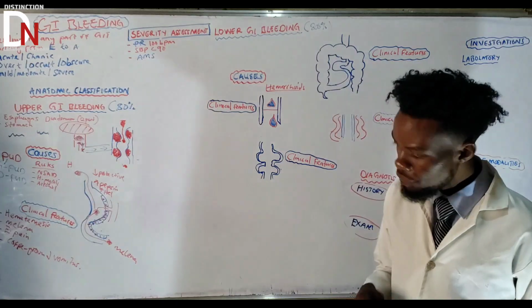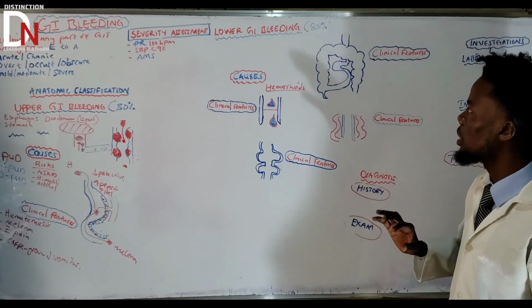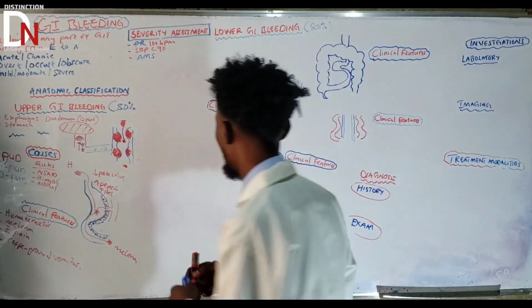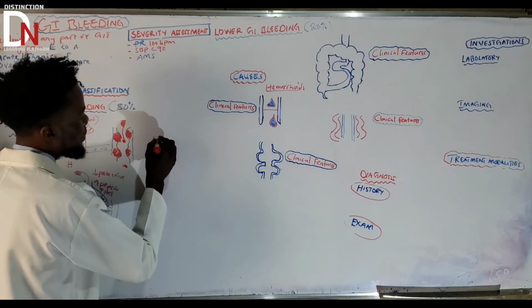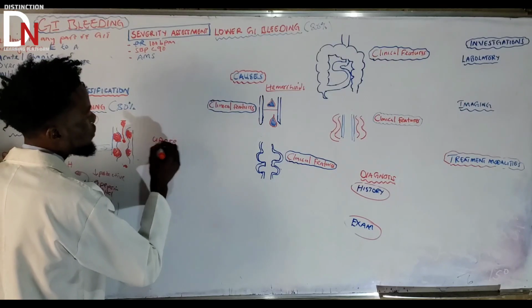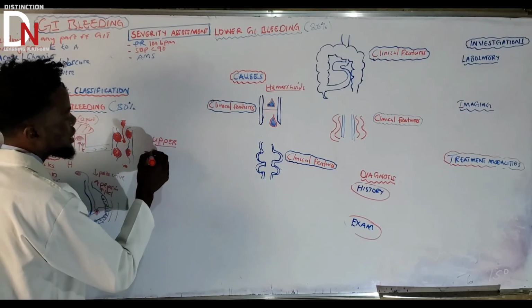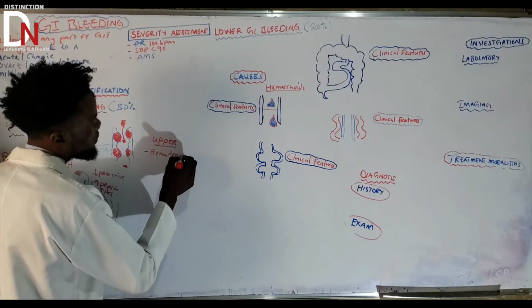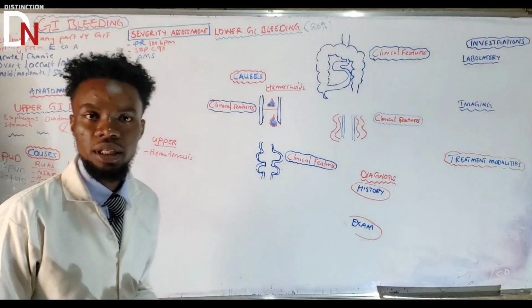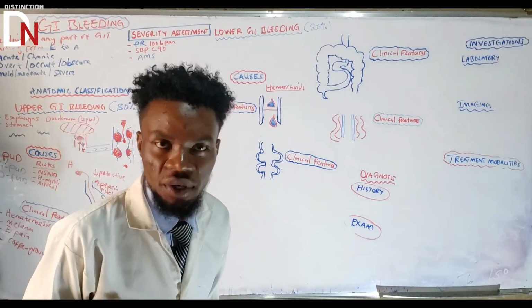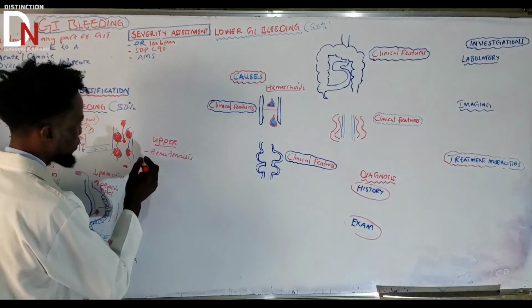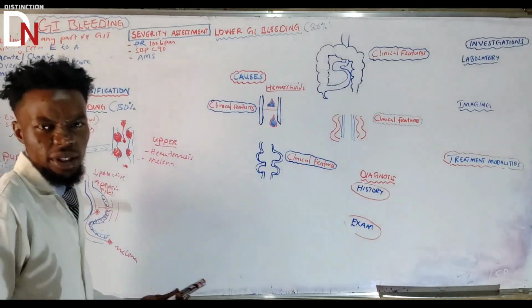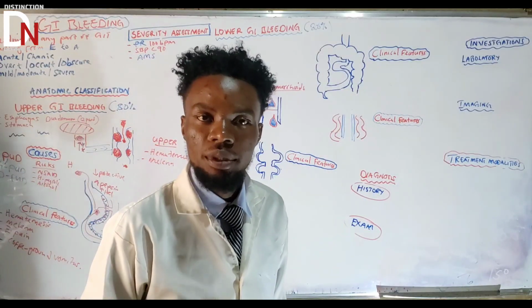All those things you need to know. Now, before we begin talking about lower GI bleeding, you need to understand something. Remember, from the upper GI bleeding, we said someone can present with hematemesis, whereby someone is vomiting fresh blood. What else? Someone can present with melena, and someone can present with coffee ground vomitus. We talked about that.